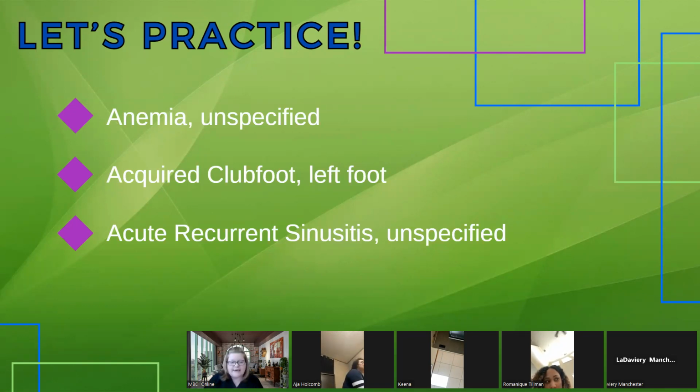All right, so let's look at number 3. Acute recurrent sinusitis, unspecified. All right, so where are we going to start with that one?